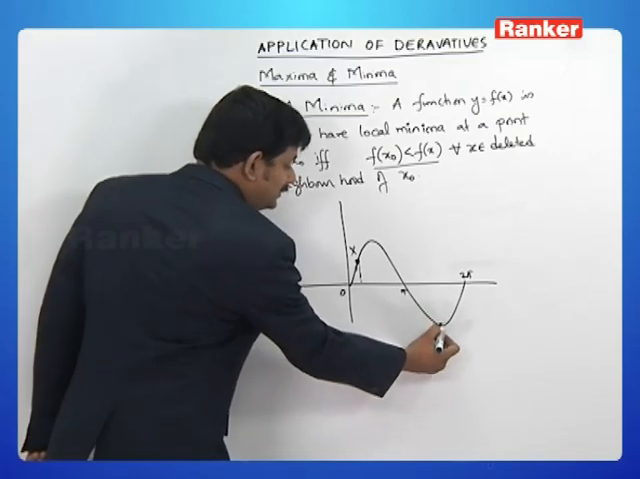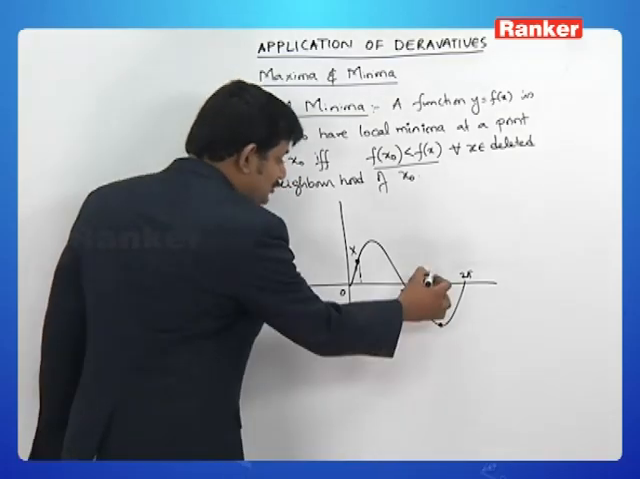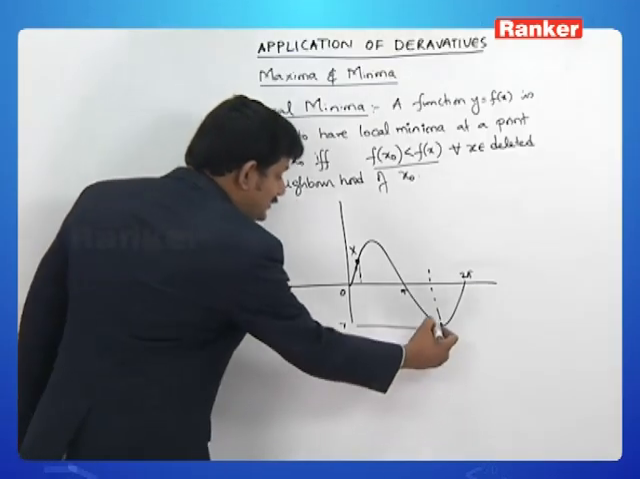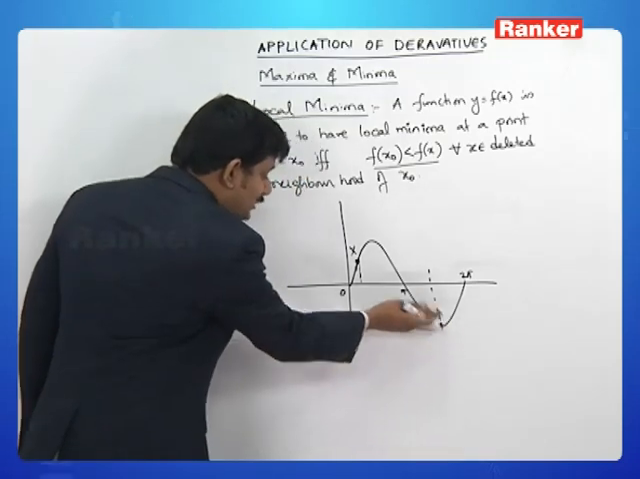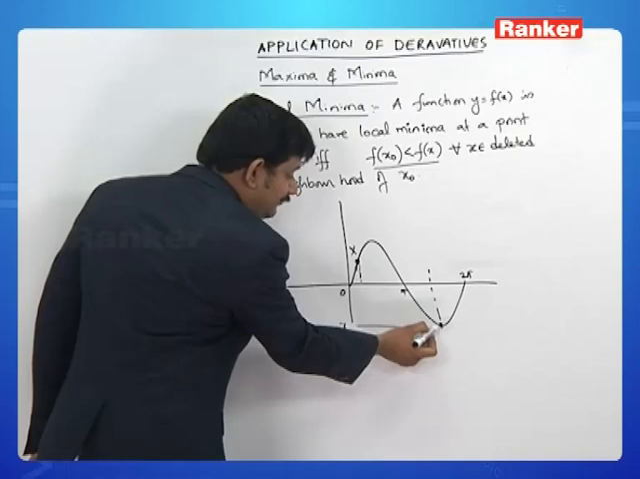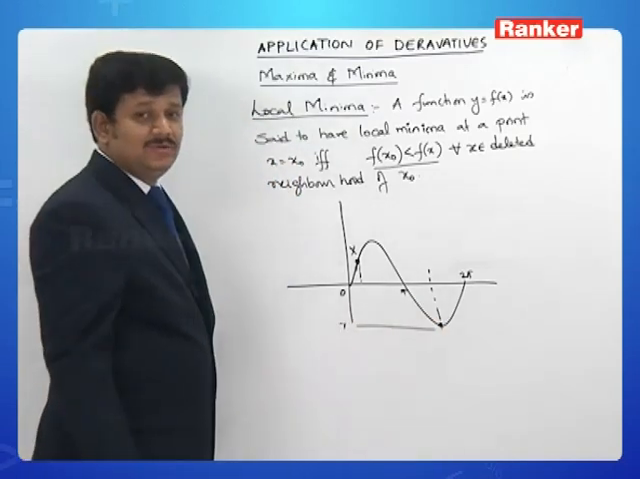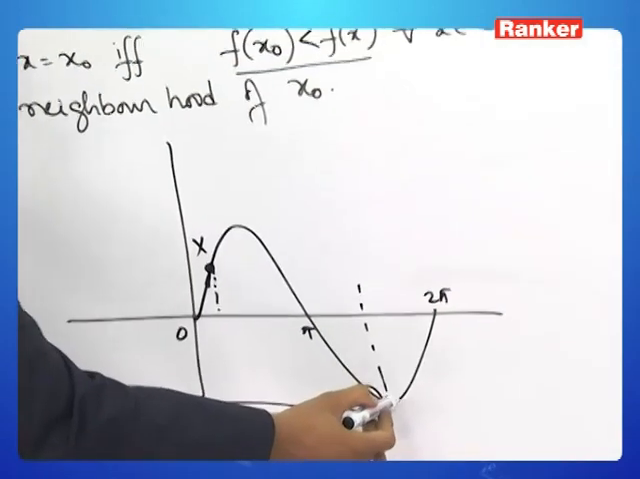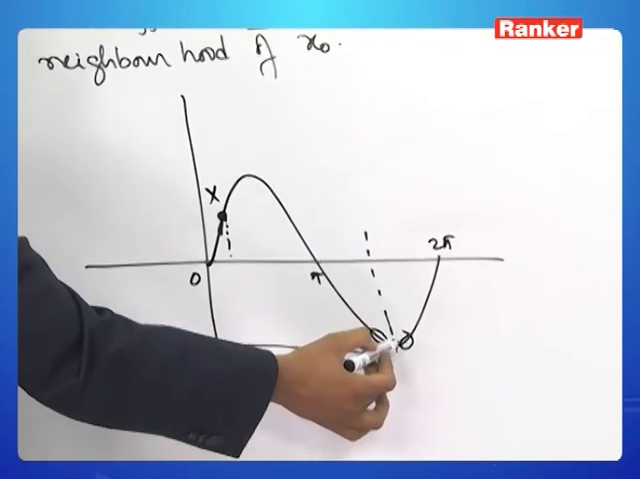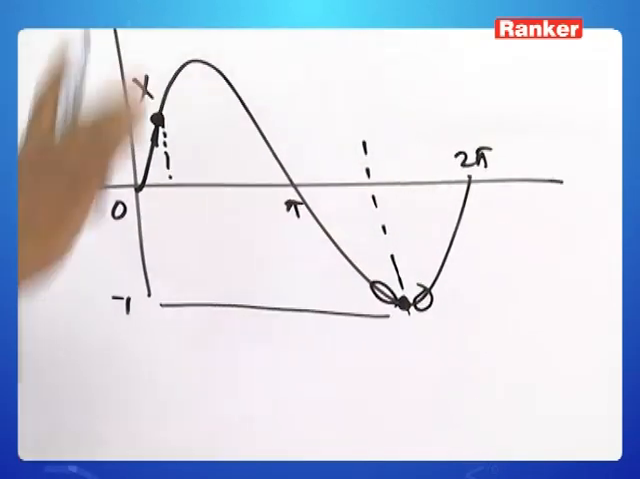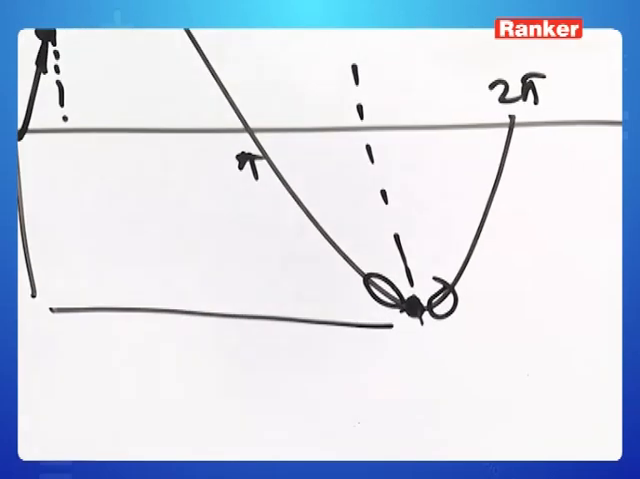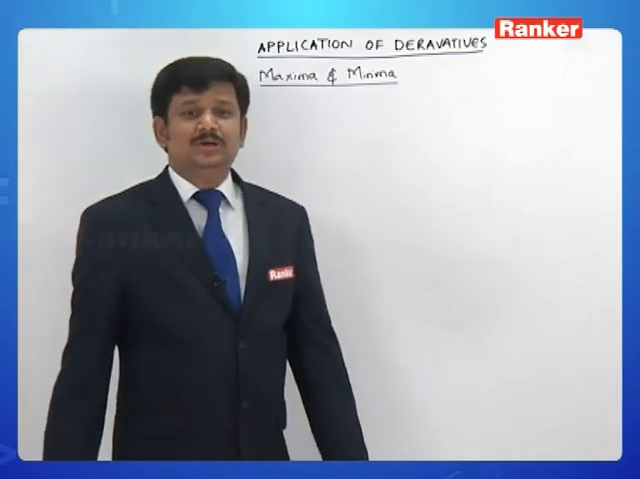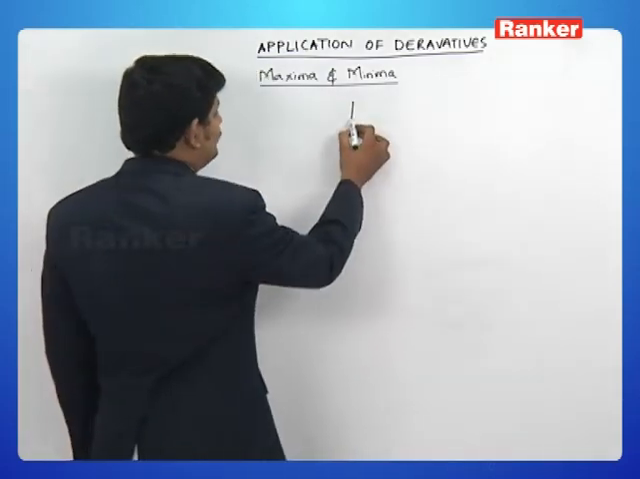If we focus on this point 3 pi by 2, f of x naught, f of 3 pi by 2, we know it is minus 1. In the right neighborhood, function values are more than minus 1, and also in the left neighborhood, function values are more than minus 1. So f of x naught is smaller than f of x for all x belonging to the deleted neighborhood, whether it is to the left neighborhood or to the right neighborhood, f of x is greater than minus 1. So we say this point 3 pi by 2 is a local minima. The local minimum and local maximum together are called local extremum.